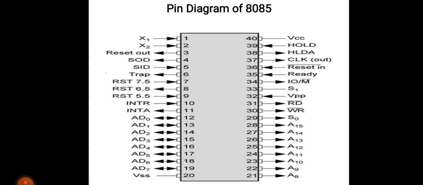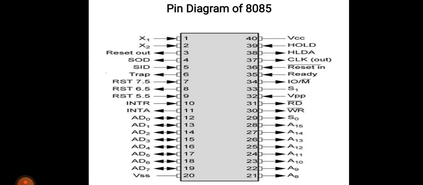Then another one is serial input output signals. There are two serial signals, that is SID and SOD. These signals are used for serial communication. SOD means serial output data line. The output of SOD is set or reset as specified by the SIM instruction.